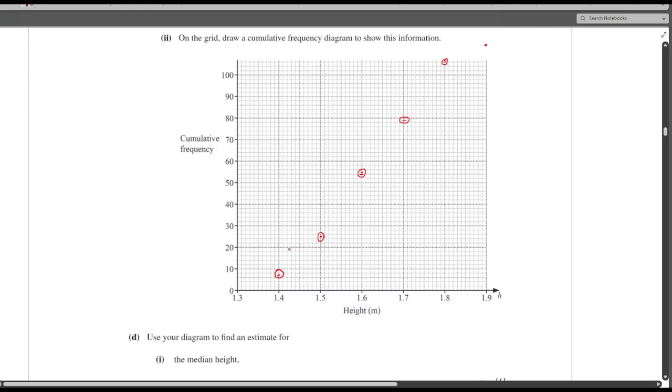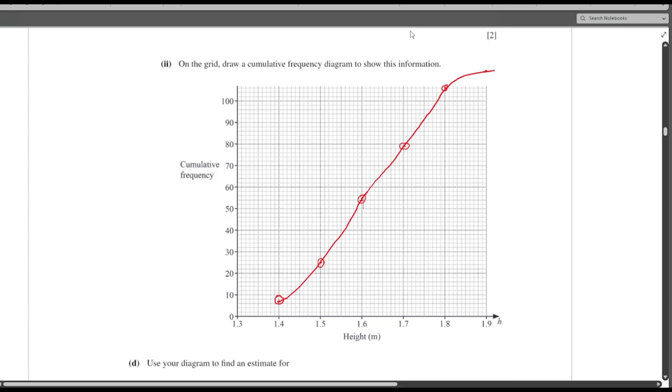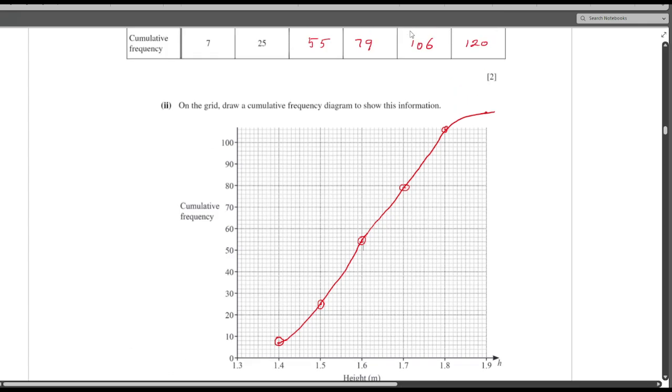So now for the cumulative frequency, I will join them with a smooth curve like this. From here it is going like this and something like this. Okay, so this is my graph. On the grid, draw the cumulative frequency diagram.